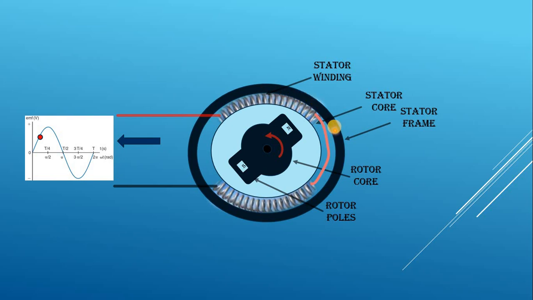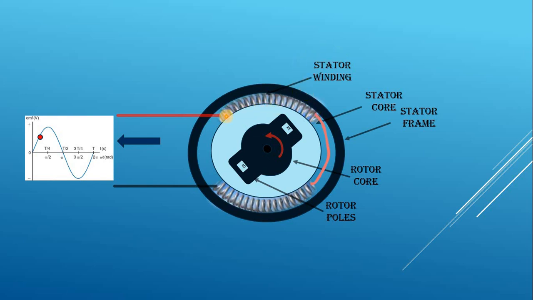And next to stator frame, in the inner periphery of the stator frame, this region is called as stator core. So the region inside the stator frame is called stator core. The stator core is made of some magnetic material like cast iron or cast steel. The stator core is having slots to accommodate the stator winding. The stator core is fixed to the inner periphery of the stator frame.